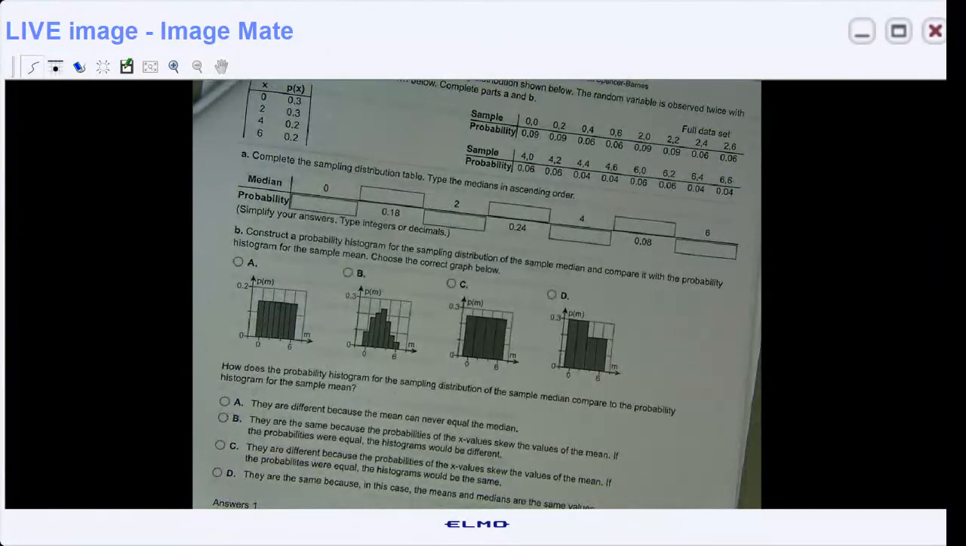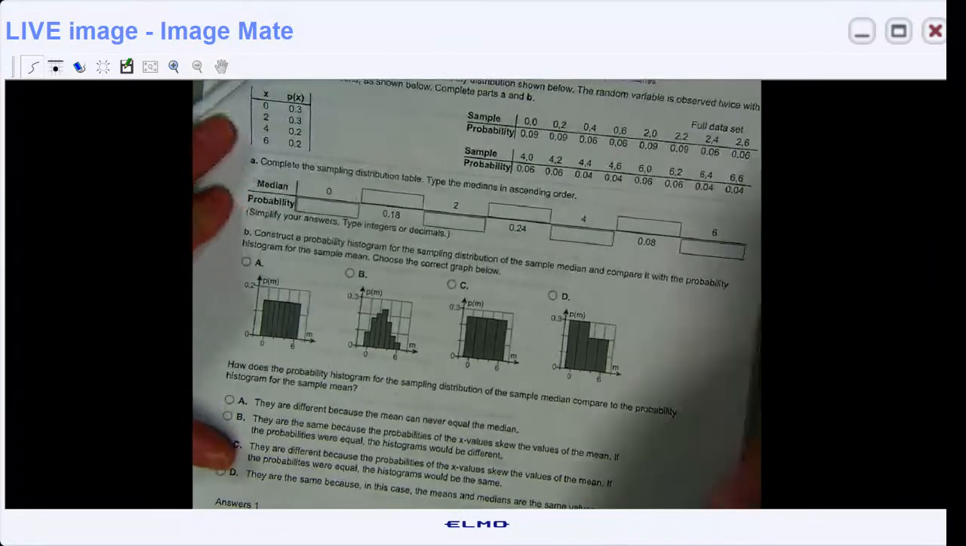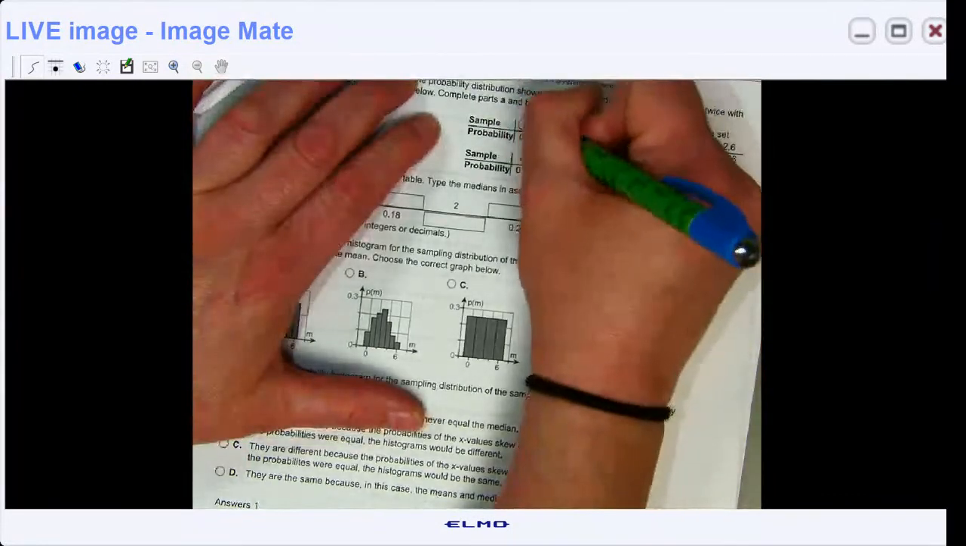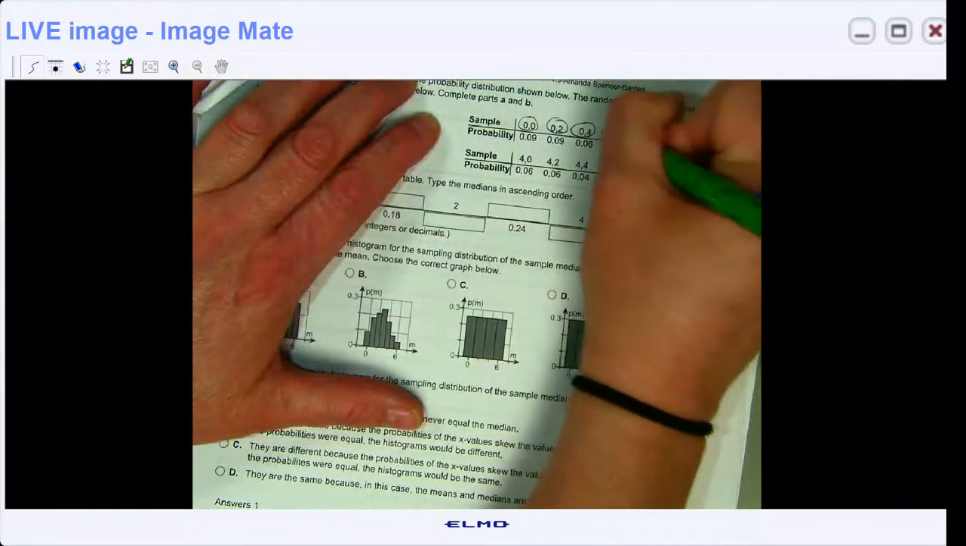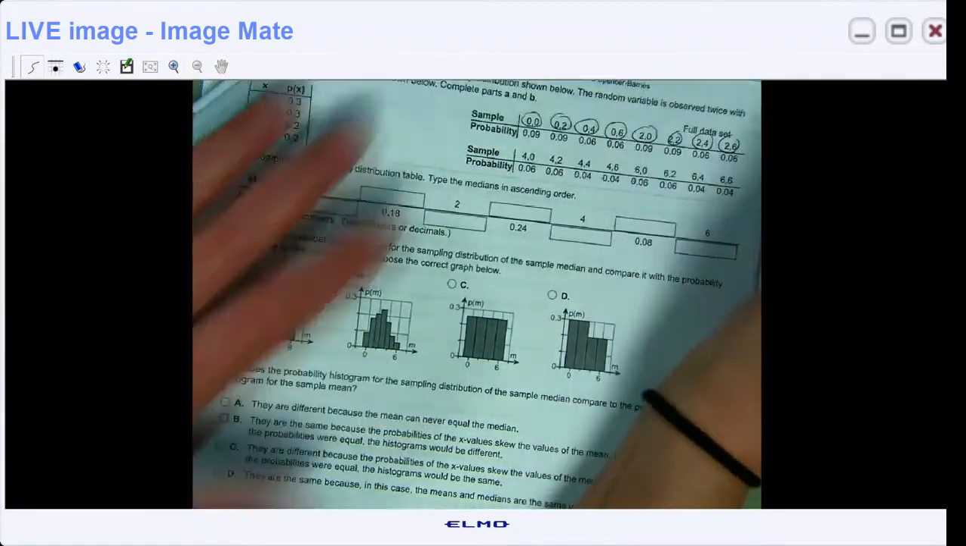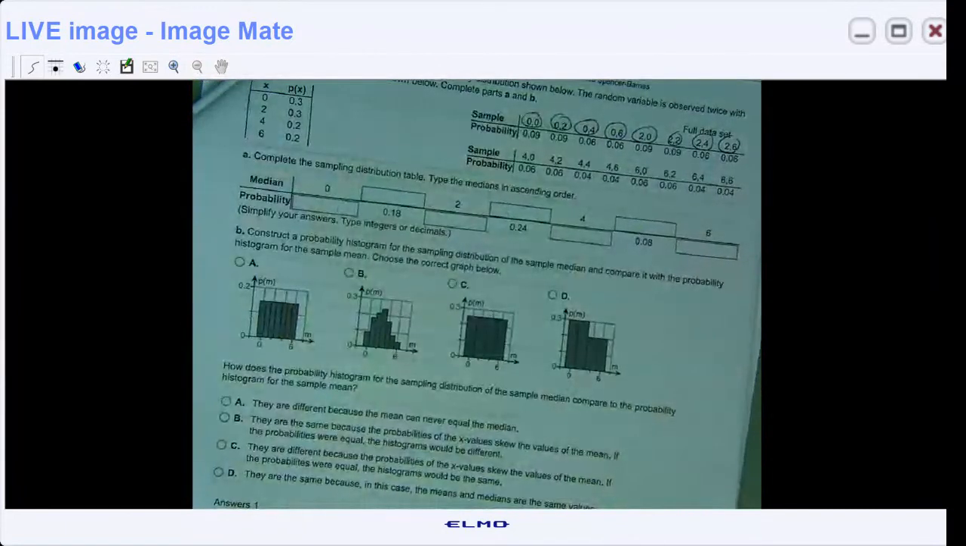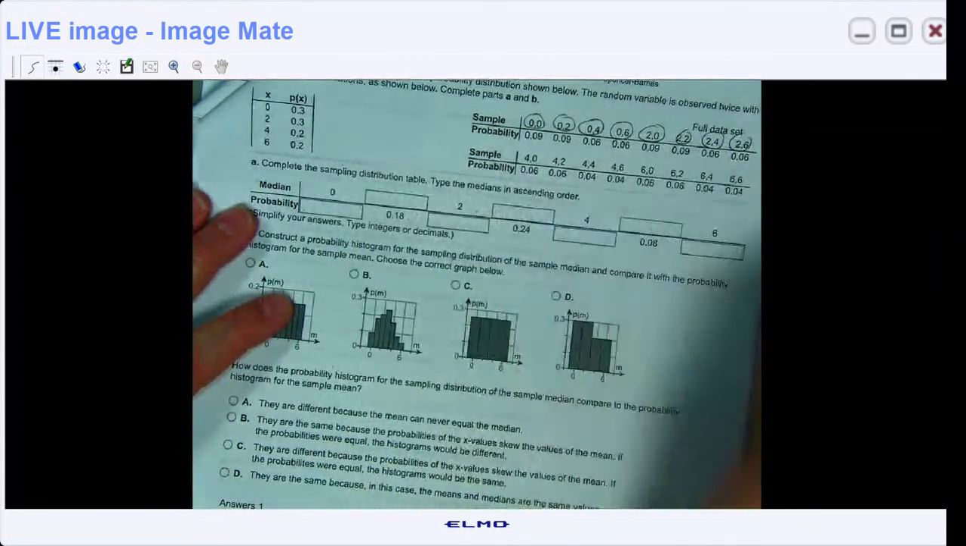Number 11 is very, very similar, except it's asking for the medians of these numbers. But the median, when you only have 2 numbers, is the same as the mean. So add them up, divide by 2, and that's what's going to go in your top boxes.